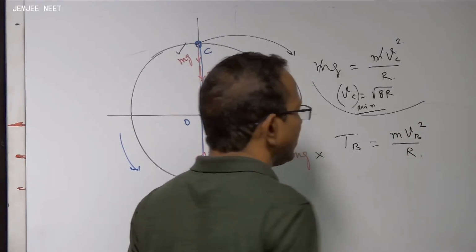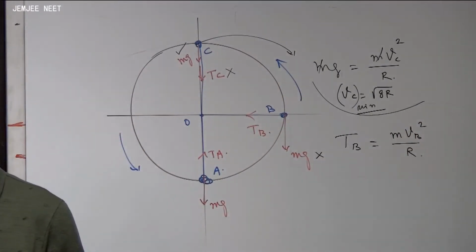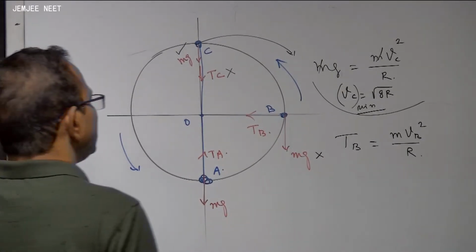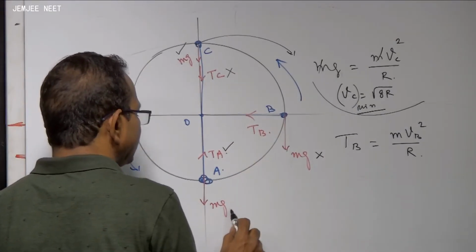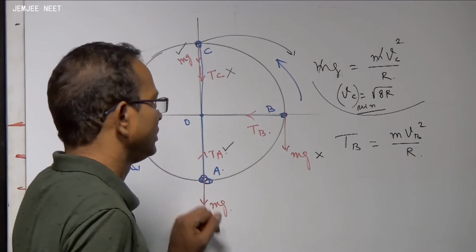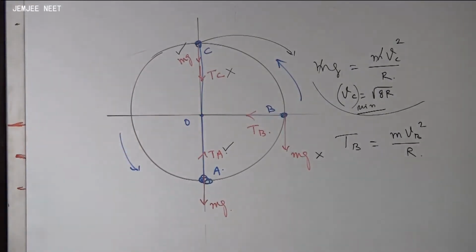Let us come to the last case. This tension wants to support you, but this mg says no, is opposing you. mg is just opposing you.